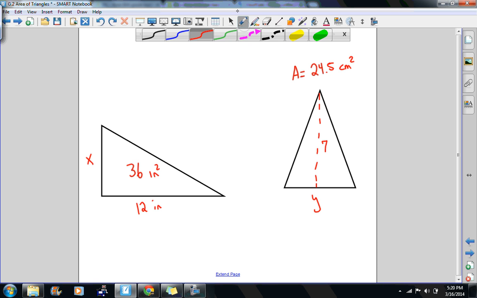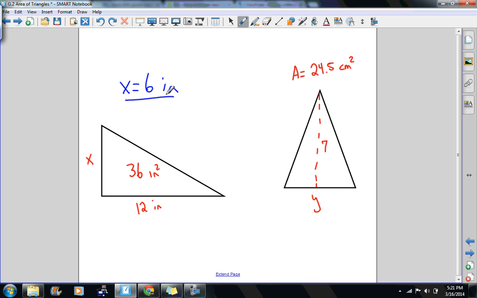So for the first one, my first inkling is that x would be 3, because 3 times 12 is 36. But when you're doing triangles, you have to divide by 2. Therefore, this wouldn't work. I would have to double that answer. Therefore, my answer has to be x equals 6 inches, because 6 times 12 is 72, and 72 divided by 2 is 36.